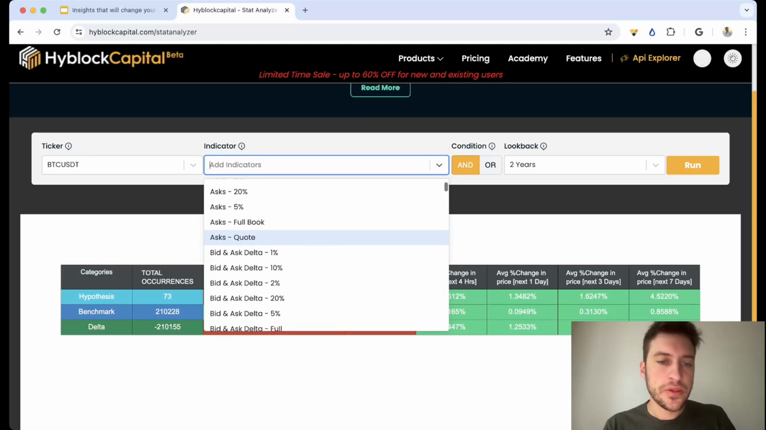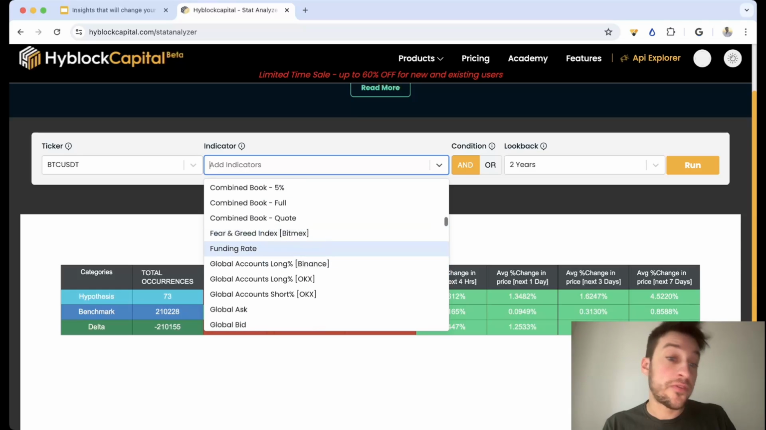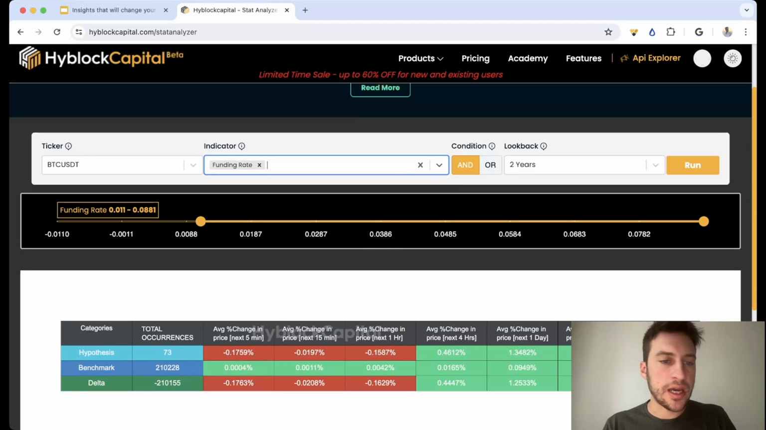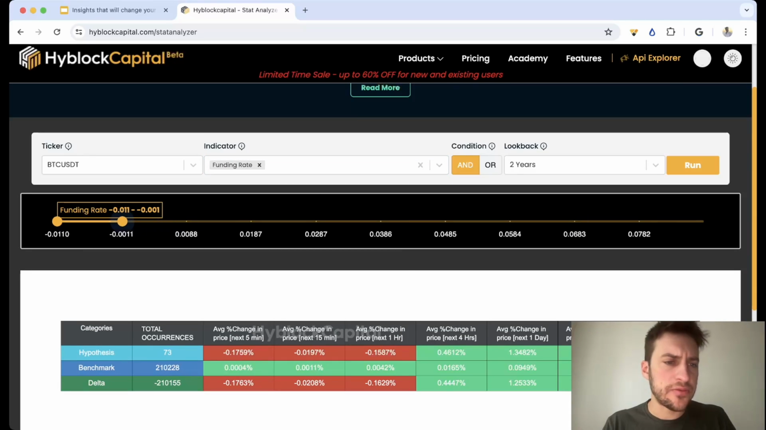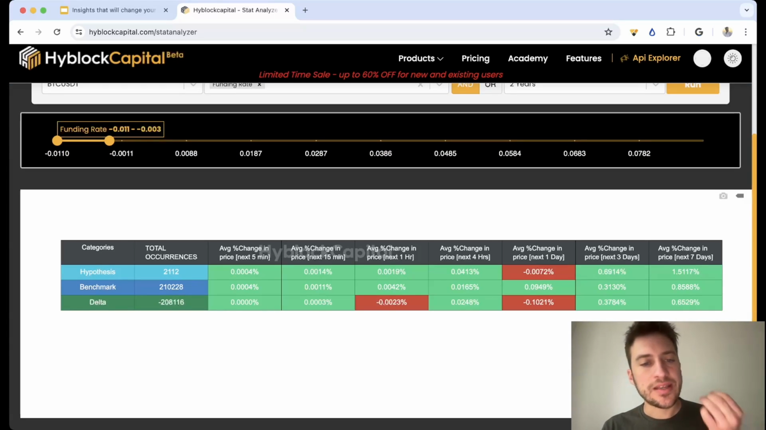Does that make sense? So if I go to, like, let's say, I don't know, the funding rate, and I change the funding rate to like very negative, whatever, and then I hit run, what it's going to show you is the amount of times that that exact thing has happened and the exact thing that's occurred here. Now, guys, the benchmark is every single 5-minute period of the last 2 years.